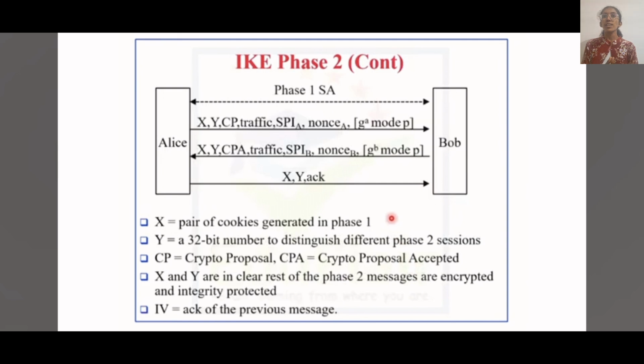Here X is a pair of cookies generated in phase 1 and Y is a 32-bit number that distinguishes different phase 2 sessions. CP is crypto proposal and CPA is crypto proposal accepted, and X and Y are in the clear, the rest of the phase 2 messages are encrypted and integrity protected, and IV is the acknowledgement of the previous messages. Here is the connection between Alice and Bob.